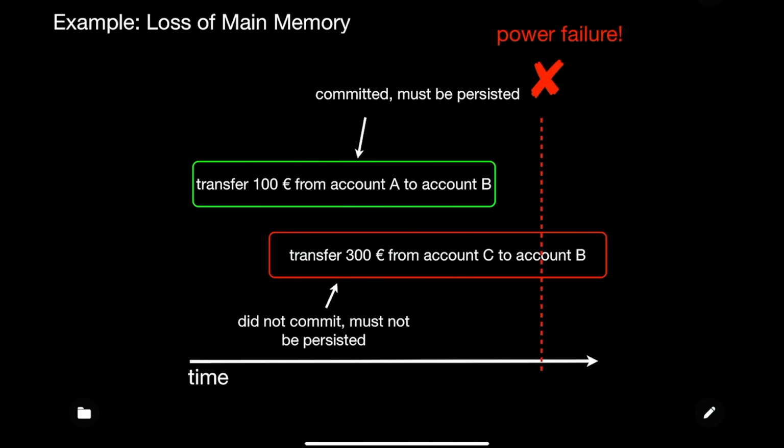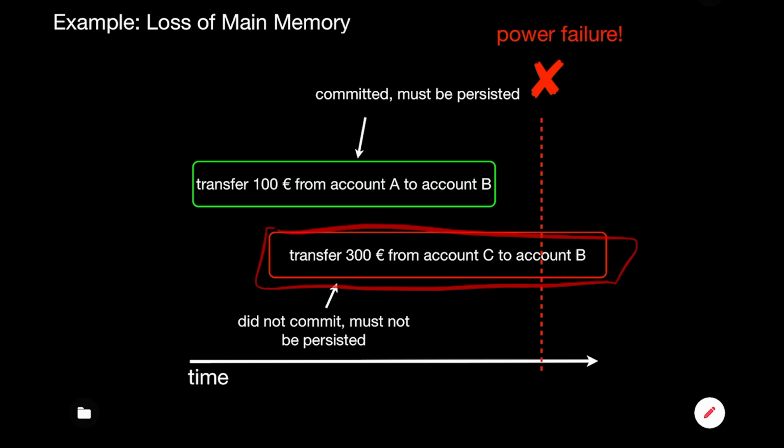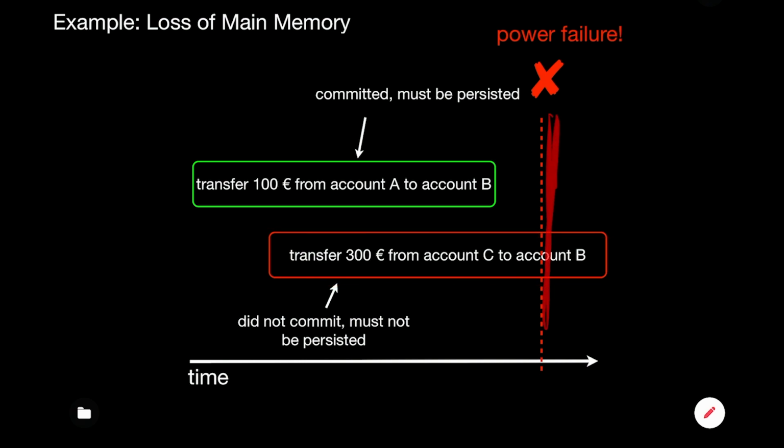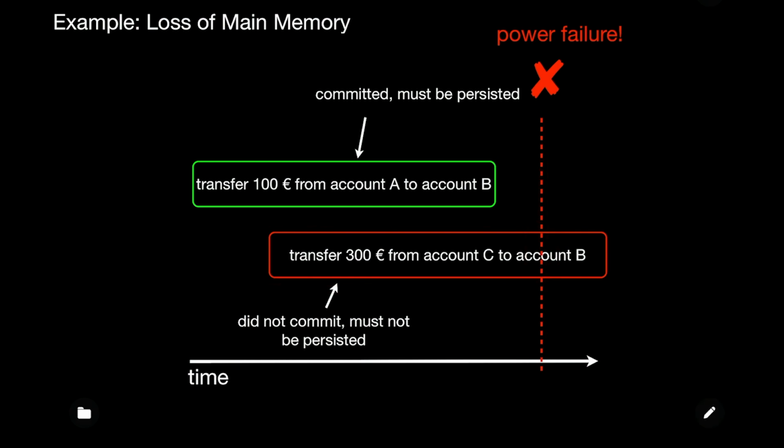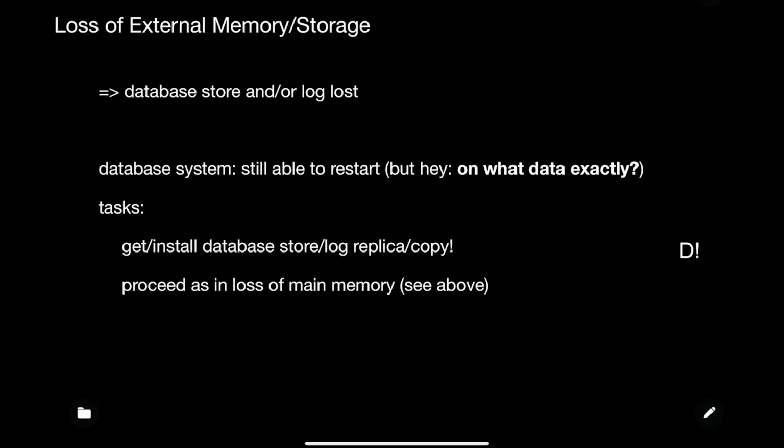Loss of main memory. Here's an example. Two transactions, and green committed at this point in time. So the database system said, yes, I committed it. Whatever that transaction did, it must become durable. However, this one was right in the middle of doing stuff when the power went down. That's this line, there was a power failure. So we must make sure that whatever changes happened before the crash must not be persisted in the database system. That's very important, otherwise we violate ACID. So that's a typical main memory scenario.